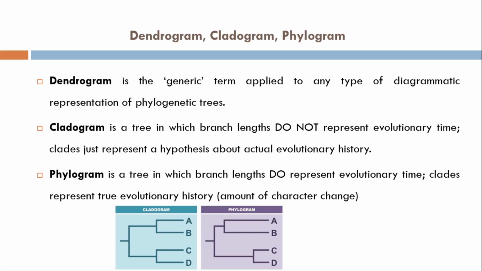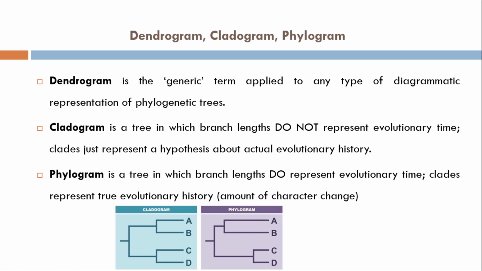If you see very carefully, you will come to know that a dendrogram may be of two types. Number one, cladogram. What happens in a cladogram? A cladogram is a tree in which branch length does not represent evolutionary time, right? A clade just represents a hypothesis about actual evolutionary history. Whatever branch lengths you can see here, the branch lengths of A, B, and C, D are the same. So here branch length has no relation at all with evolutionary time, that is, how many million years before it diversified.